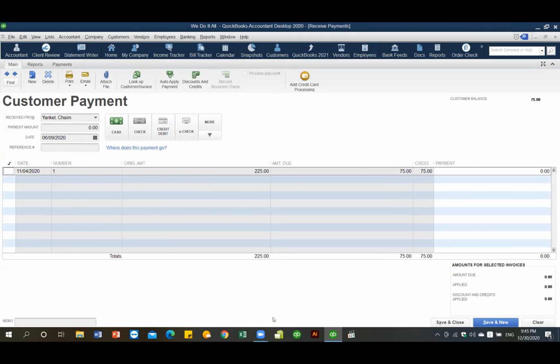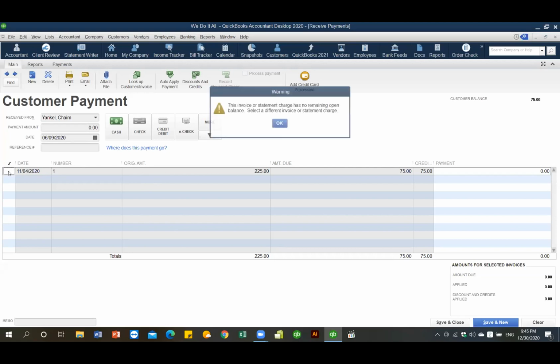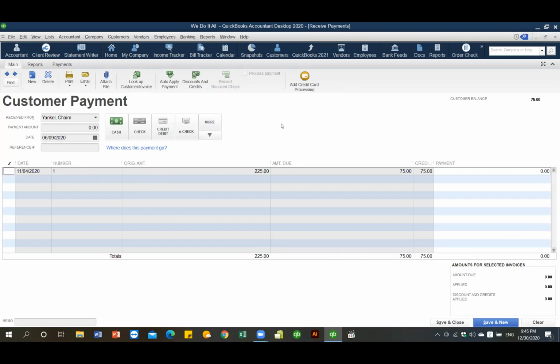Actually, you have to click on the invoice first, then grab it. Select that invoice. Good. Okay, press OK. It says nothing left. Save and close.